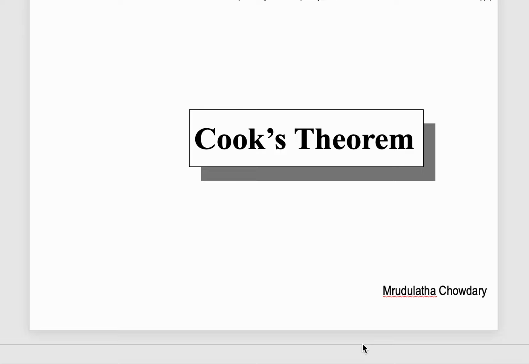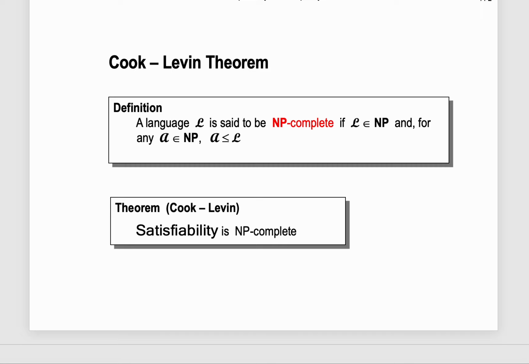My topic is Cook's theorem. The Cook-Levin theorem. Definition. The definition of this theorem includes a language L which is said to be NP complete if the language L belongs to NP and for any language A belonging to NP, A is less than or equal to L. NP complete is non-deterministic polynomial complete. Now the theorem can be described by satisfiability being NP complete.